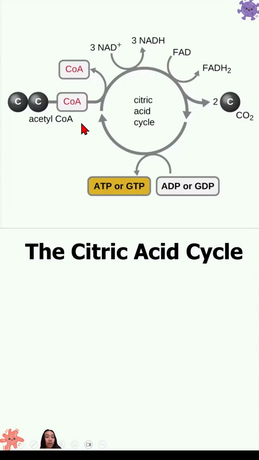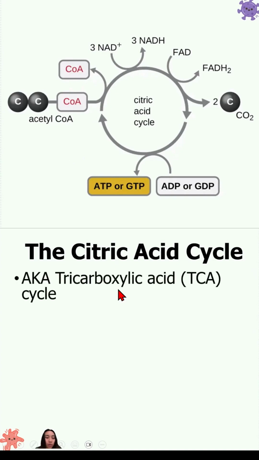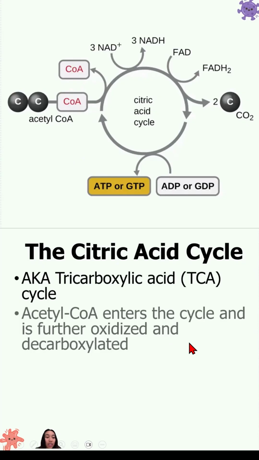Now, this acetyl-CoA is going to go through further processing, and this is called the citric acid cycle. So there's another name for it, the tricarboxylic acid cycle. There's also the Krebs cycle, but Krebs kind of got canceled, so we stopped using that name. But anyway, it is this process where we're going to get this acetyl-CoA, and we're going to basically decarboxylate it even more, oxidize it even more. So we're getting rid of more carbons. We are extracting more energy out of it.